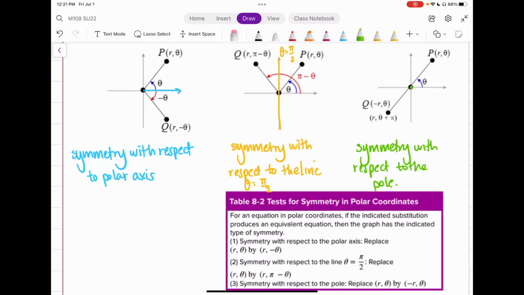For testing with polar coordinates, you have to plug in the three different things. So each test is separate. You don't just get to do one thing and see what happens. You have to test each one separately.